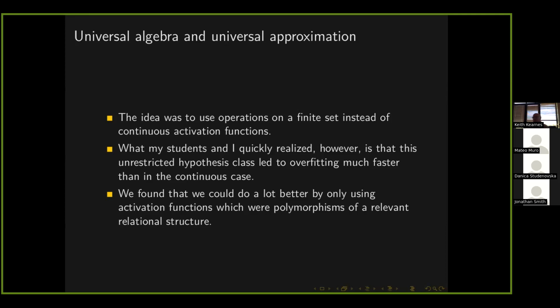And so what we really wanted was to use activation functions which were polymorphisms of some relevant relational structure for the problem, because then the function that was modeled by our neural net would be a composition of these polymorphisms, and hence would be respecting whatever structure we imposed on the problem to begin with. And so the application that we have in mind is really not a very profound application of polymorphisms. The relevant fact is just that polymorphisms compose to give you other polymorphisms.